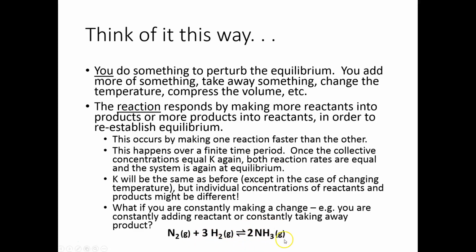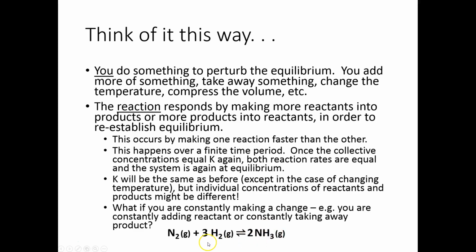So if we want to make ammonia, well, we've got to do something. We've got to perturb this reaction so that it can't just sit at equilibrium, because then we won't maximize the amount of NH3. We'll still have some N2 and H2 hanging around. So what can we do? Well, we can constantly siphon this NH3 off into another vessel, and that would take away product.